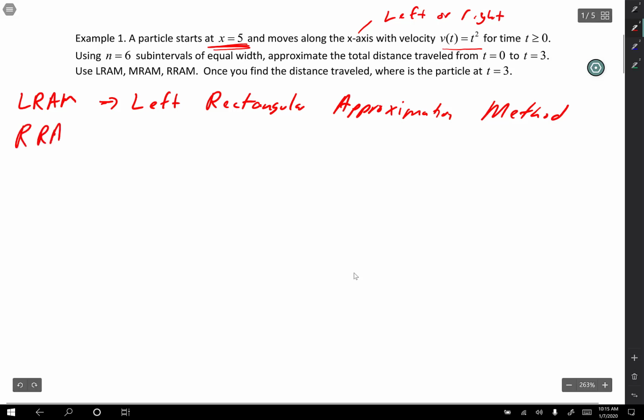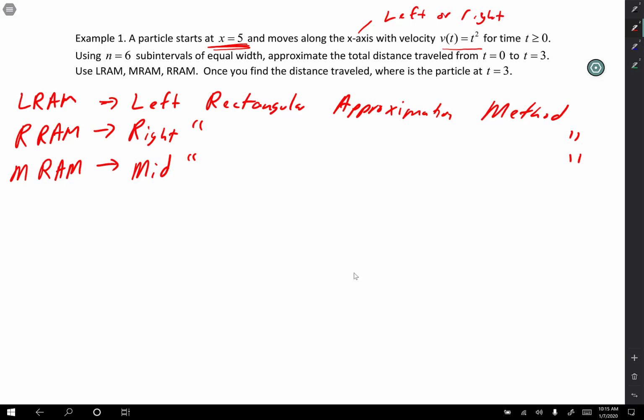RRAM, if LRAM stood for left rectangular, what do you think RRAM stands for? Right rectangular approximation method. I'm just gonna quote this. Quote means exactly the same words. What do you think MRAM stands for? What do you think the M stands for? Middle or mid. Mid rectangular approximation method. Yay or nay? Yay. All right.